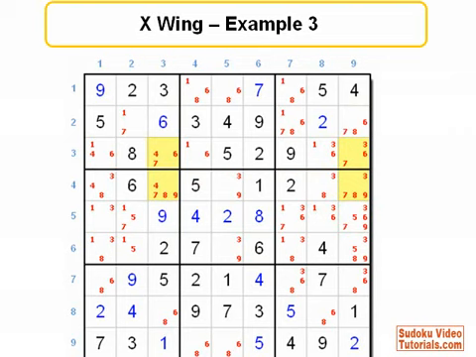Now all these examples we just saw were column variations. We used rows to determine our X-Wing and then eliminated candidates from the columns. Now the reciprocal case is also possible, where we'll use columns to identify our X-Wing and then eliminate candidates from the rows. So the row variation of X-Wings is next.